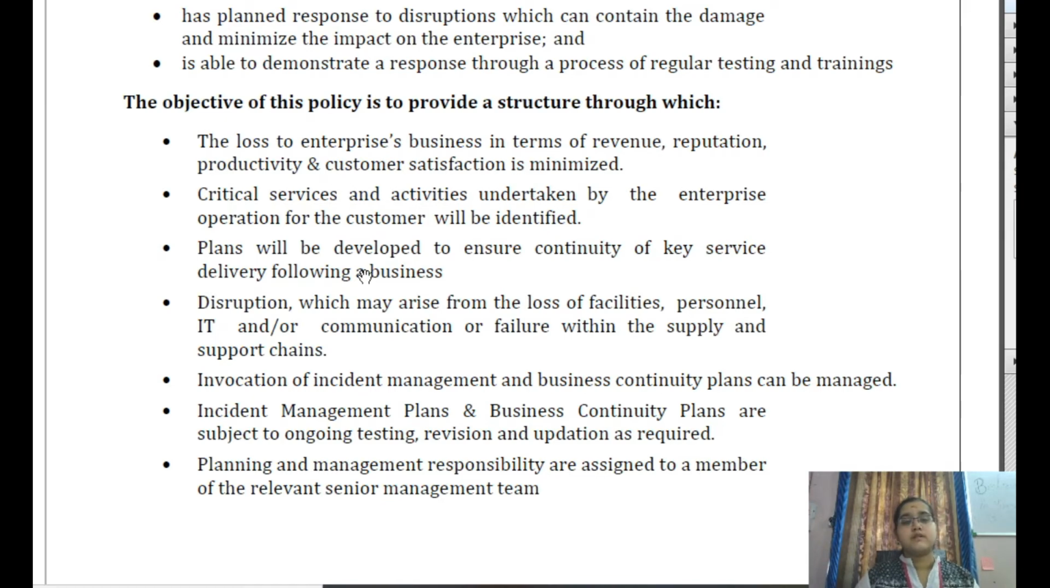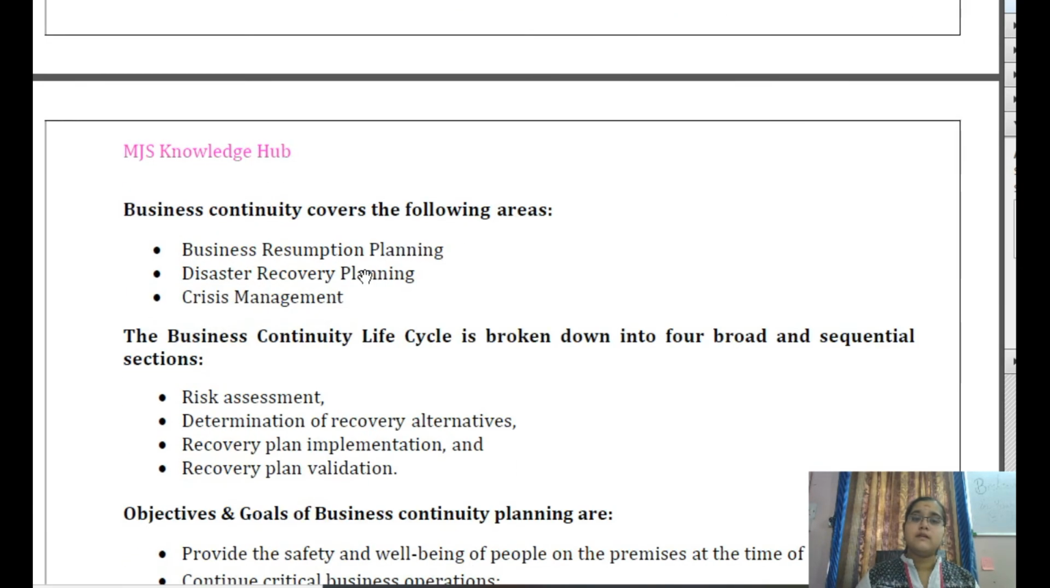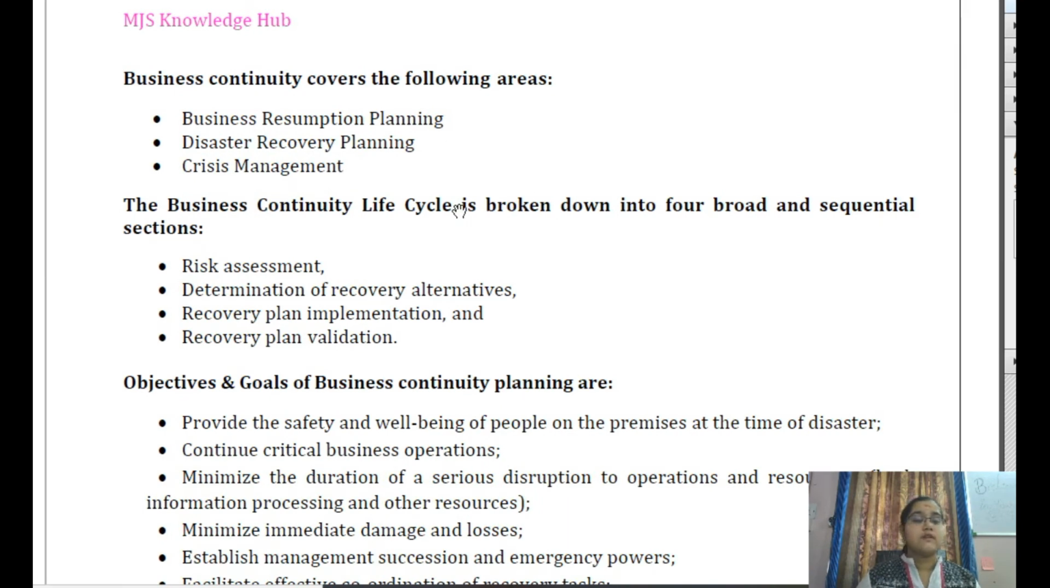So based upon these objectives, we are going to develop a business continuity management plan. Generally, we have seen that continuity covers business resumption planning, disaster recovery planning, and crisis management. In order to survive the disaster and have business continuity, these 3 are required.